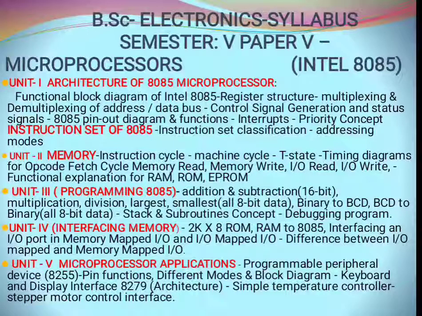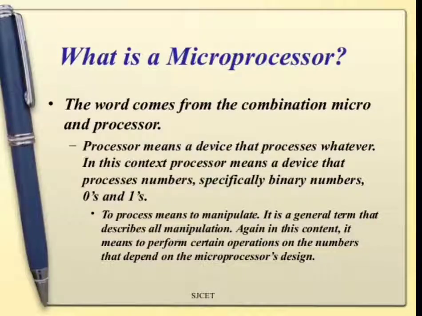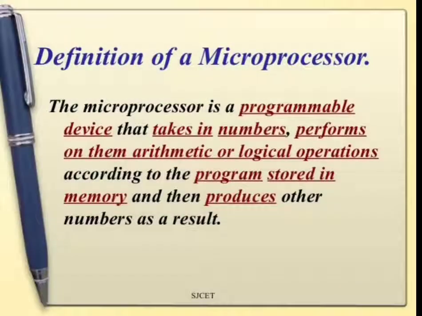Before going to Unit 1, first we have to know the basic introduction of the microprocessors. What is a microprocessor? The word comes from the combination micro and processor. Micro means tiny or small. Processor means it is a device that processes whatever. It processes numbers, either binary numbers 0 and 1, or performs certain operations depending upon the microprocessor design. This is about the microprocessor.